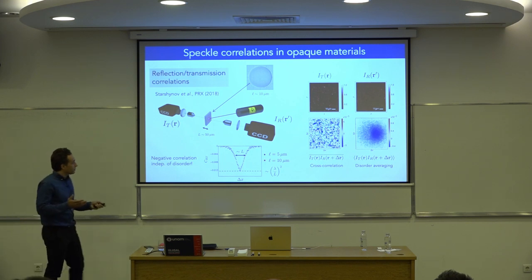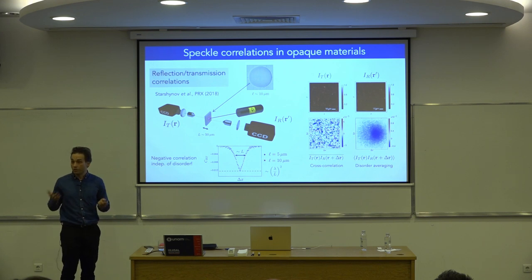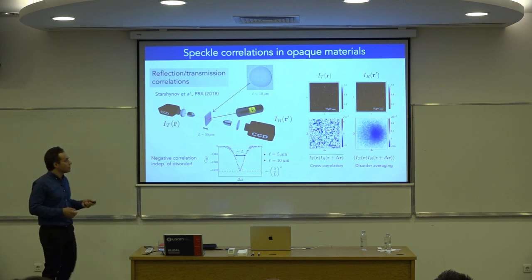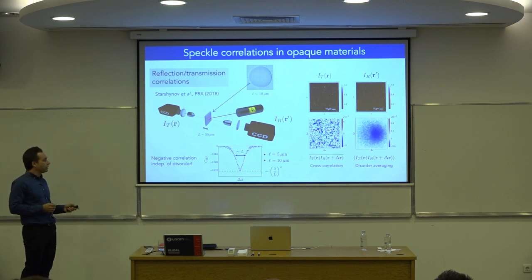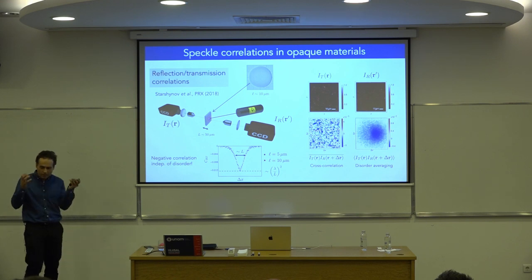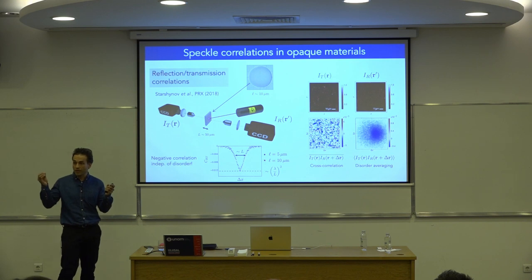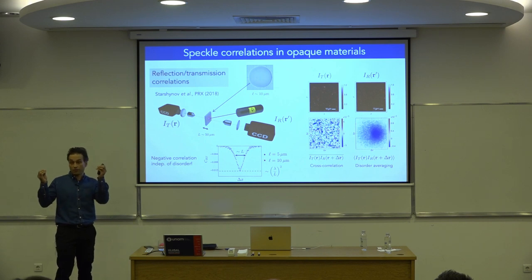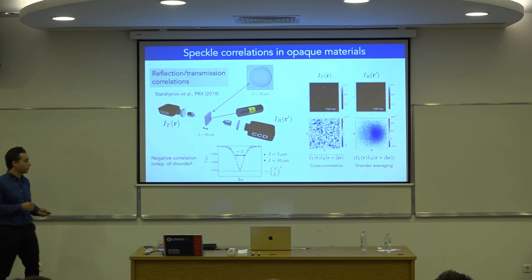So the fact that you get some correlation is good news. It means that you can maybe do something with that. And what the fact that it is negative means is that if you pick one bright speckle on one side, you have more chance to find a dark speckle in front of it on the other side than a bright speckle, right? That's the meaning of a negative correlation.